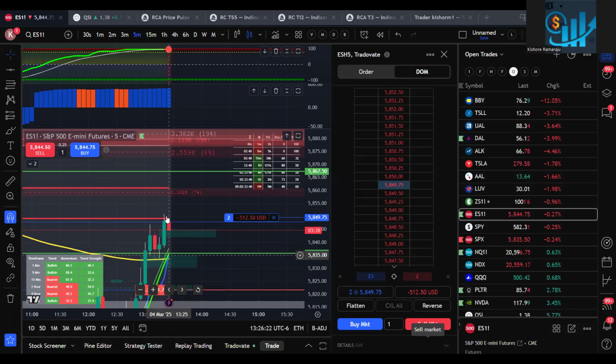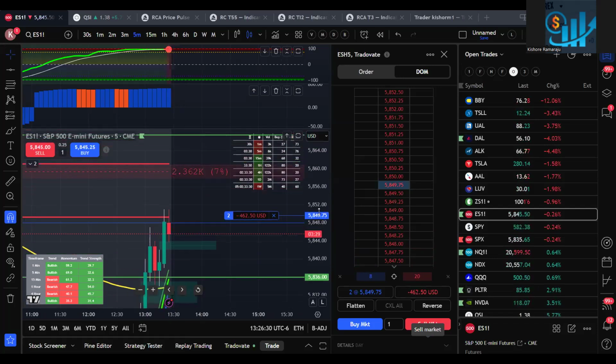Actually, there is a big gap here, so don't enter. If you did not enter, don't enter. It may come here and again pull back, but you can wait for price to come here and then enter.